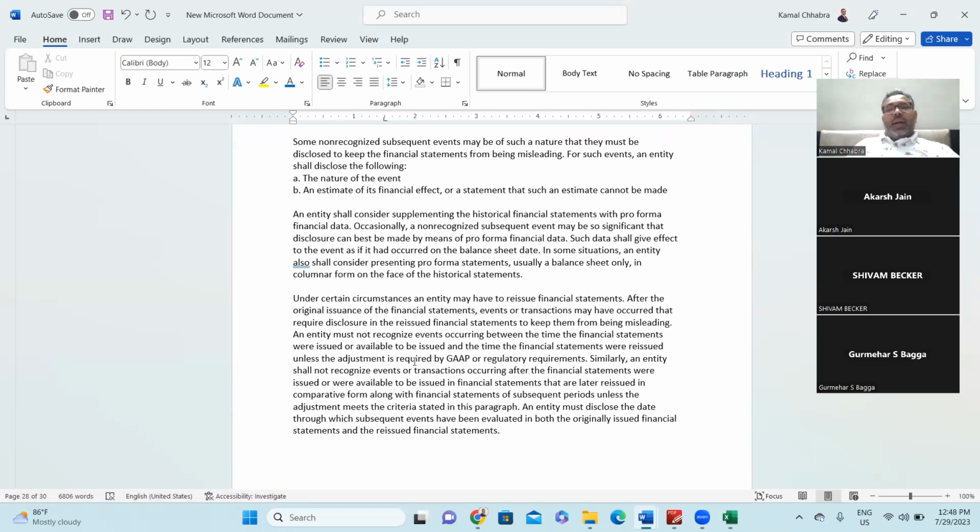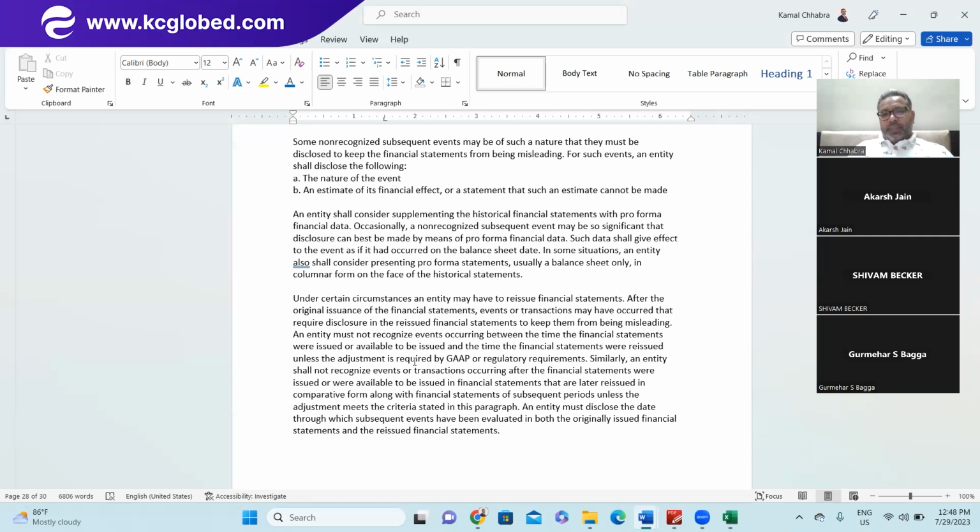So like I said, there are certain material transactions which have taken place subsequent to the balance sheet date. Hence, you are not required to make an adjustment in the financial statements, but it is good to disclose so that the users of the financial statements do not feel misled, right? So for such events, the disclosure we need to make is the nature of the event and the estimated impact on the prospective financial statements of those events.